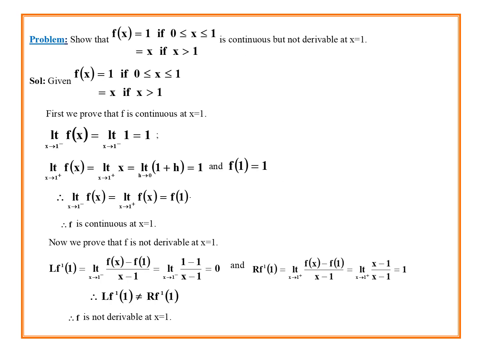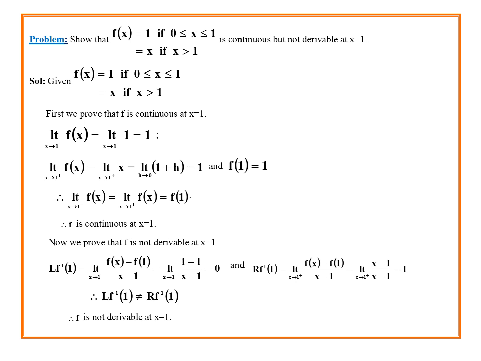Now we are doing the problem: f is continuous but not derivable at x. So the given problem is: show that f of x is equal to 1 if 0 less than or equal to x less than or equal to 1, and x if x is greater than 1, is continuous but not derivable at x is equal to 1. The given function is f of x is equal to 1 if 0 less than or equal to x less than or equal to 1, and f of x is equal to x if x is greater than 1.